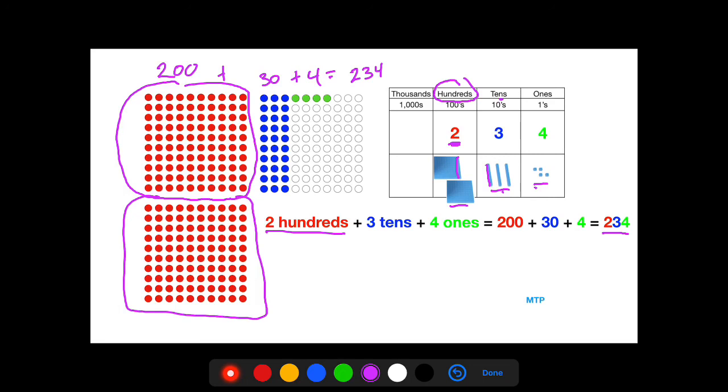So there you have it. You've got place value for ones, tens, and hundreds. And next time maybe we'll show thousands. Think to yourself, what would 1,000 look like? How do I even have room to put 1,000 dots on here? Something to think about for next time.